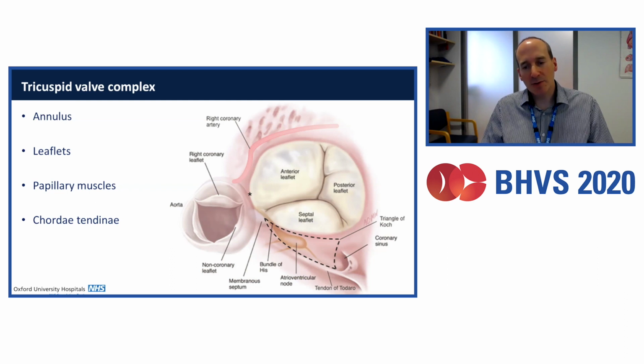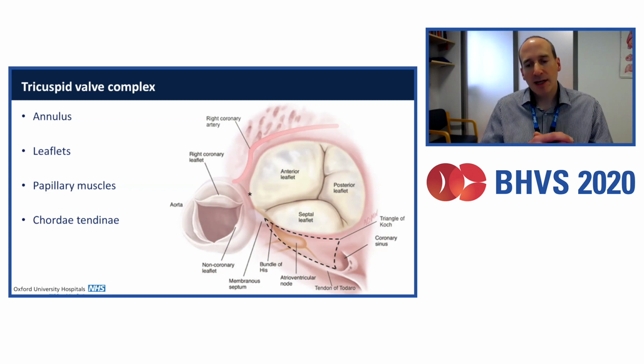We should consider the tricuspid valve as a complex that includes the annulus, which, again, like all the other valves, is not a discrete, rigid, planar structure. It's really quite complex. The leaflets themselves, the papillary muscles, which attach the leaflets to the ventricle via the chordae.